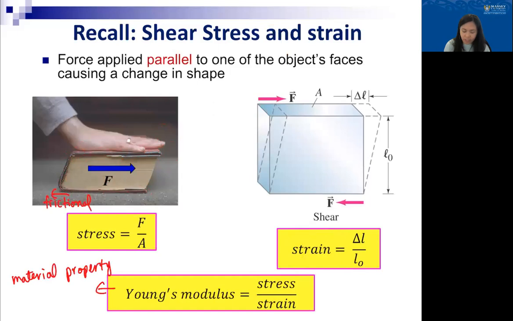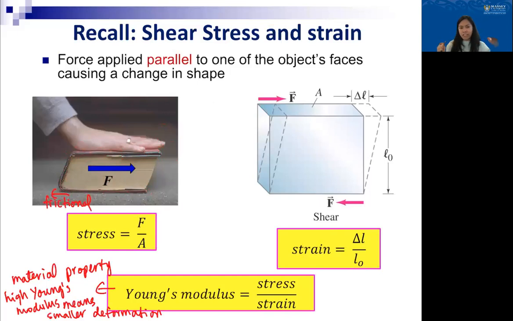Property of the material that tells you how easily the material is deformed, right? So a high Young's modulus means that it's more difficult for the material to deform. It means smaller deformation or smaller strain, which essentially means if your Young's modulus is big, then the strain is small, the deformation is small. Okay, so that's what happens to solids.